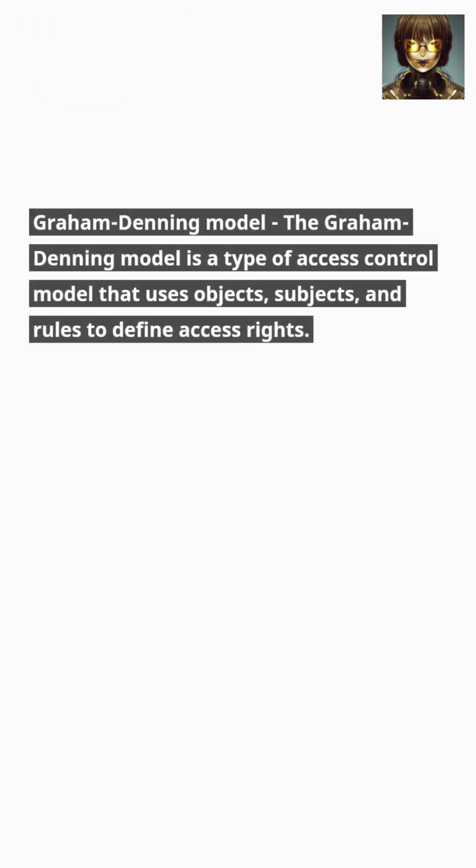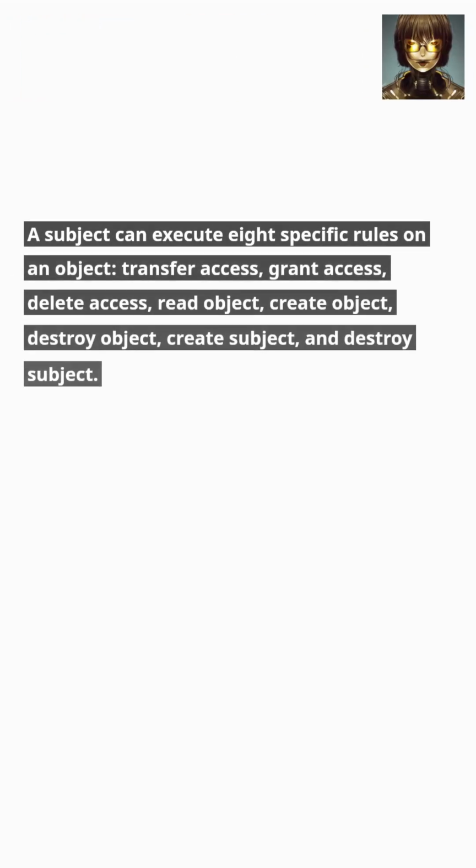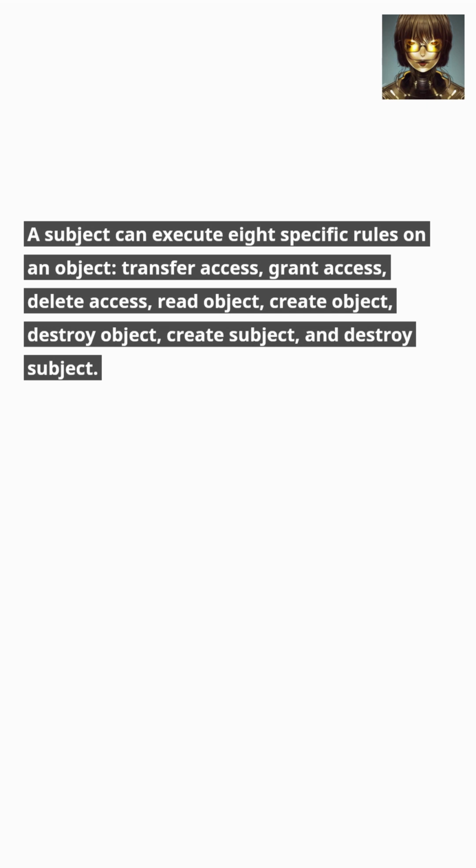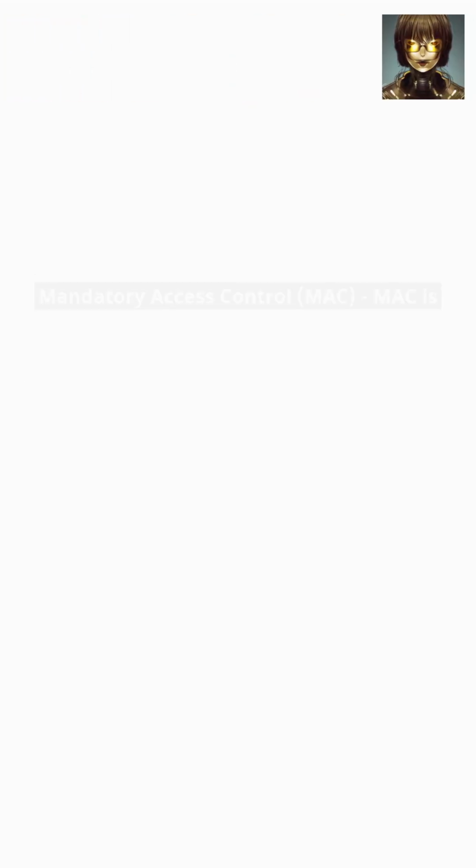It runs in supervisor mode, or ring 0, and interfaces between the hardware and the operating system and applications. Graham-Dinning model. The Graham-Dinning model is a type of access control model that uses objects, subjects, and rules to define access rights. A subject can execute specific rules on an object: transfer access, grant access, delete access, read object, create object, destroy object, create subject, and destroy subject.